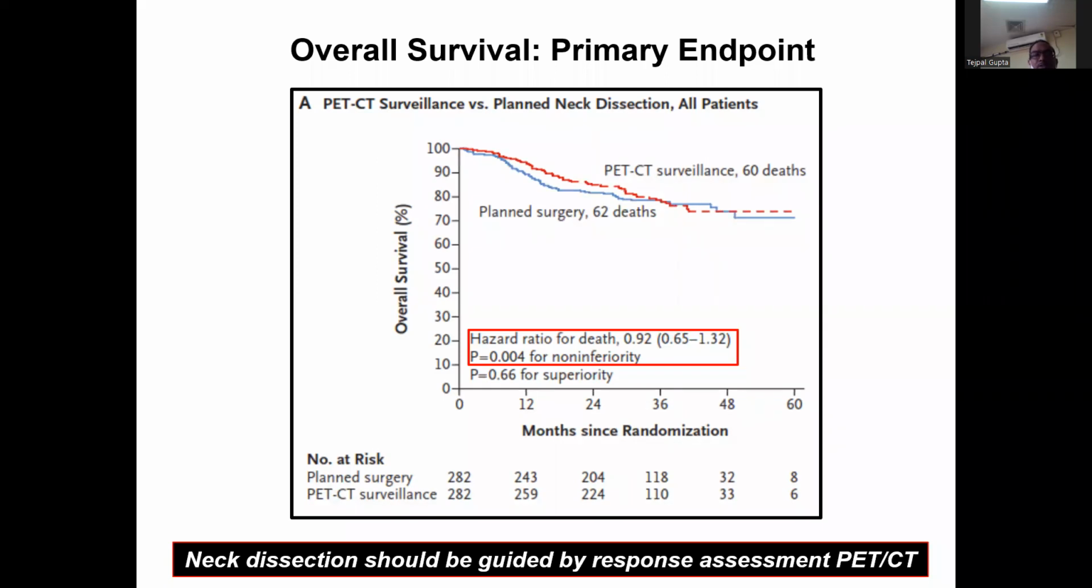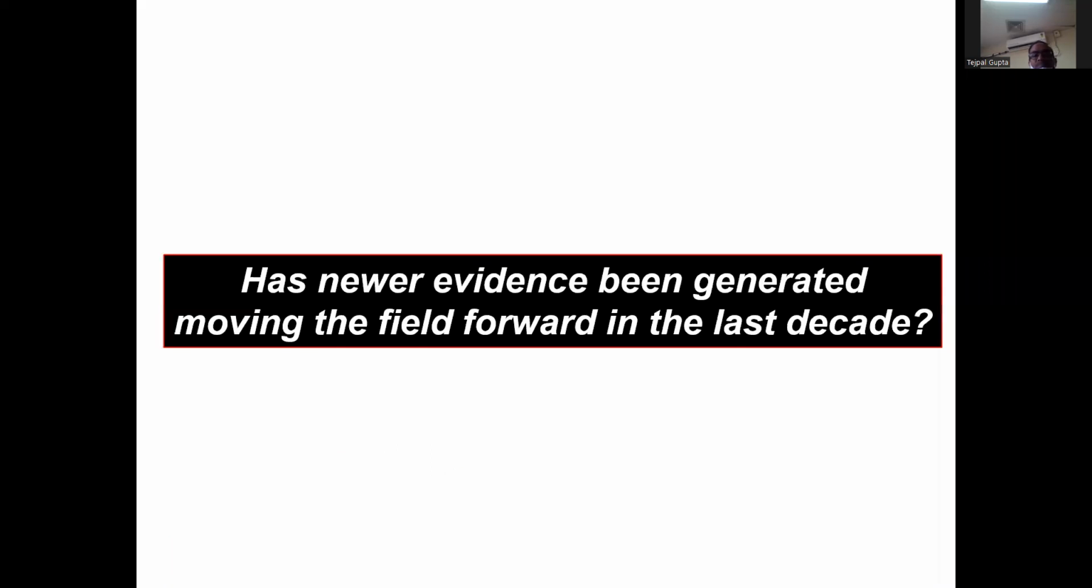So the hypothesis was that PET CT guided neck dissection would be non-inferior to planned neck dissection in patients with node positive disease treated with definitive radiochemotherapy. So this trial clearly established the non-inferiority of PET CT surveillance, and since then neck dissection is now based in all guidelines on the post-treatment response evaluation following definitive radiochemotherapy in head and neck cancers. So neck dissection now should be guided by the post-treatment response assessment PET CT.